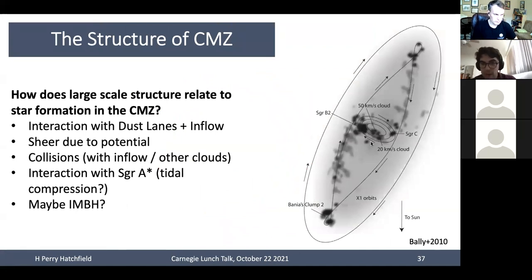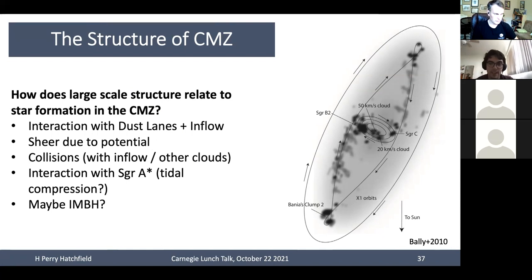This figure on the right here from Ballydoll 2010 shows what we think the galactic center might look like from the face on, based on this orbital theory. We think that these X2 orbits at larger radii feed gas inwards. Once they reach these self-intersecting orbits, you have structures like Bania's clump, which represent these collision points. Then the gas falls inwards along structures known as the dust lanes that feed the inner region of the galactic center, these X2 orbits that we observationally know as the central molecular zone.